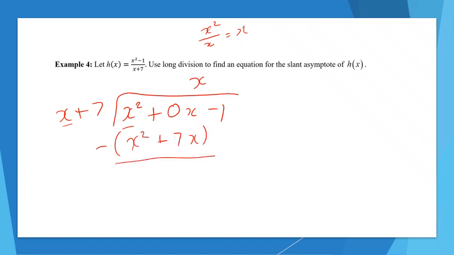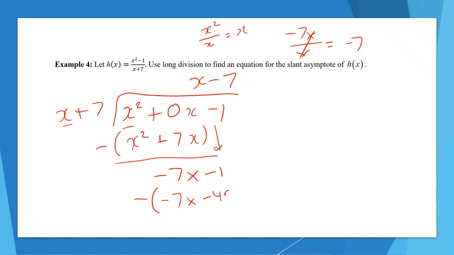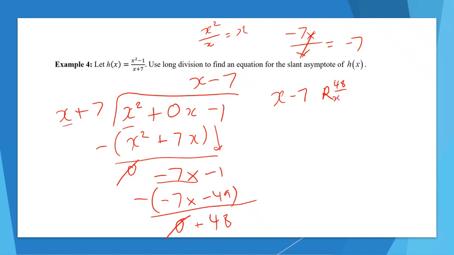0x minus 7x is negative 7x. So here, how many times can x go into negative 7x? This just becomes negative 7. Then pulling down the negative 1, we get negative 7x minus 49, and so this should be negative 7x plus 7x, which is 0. And then negative 1 plus 49 should be 48. So we should get x minus 7 and then remainder 48 over x plus 7. 48 should be your remainder.